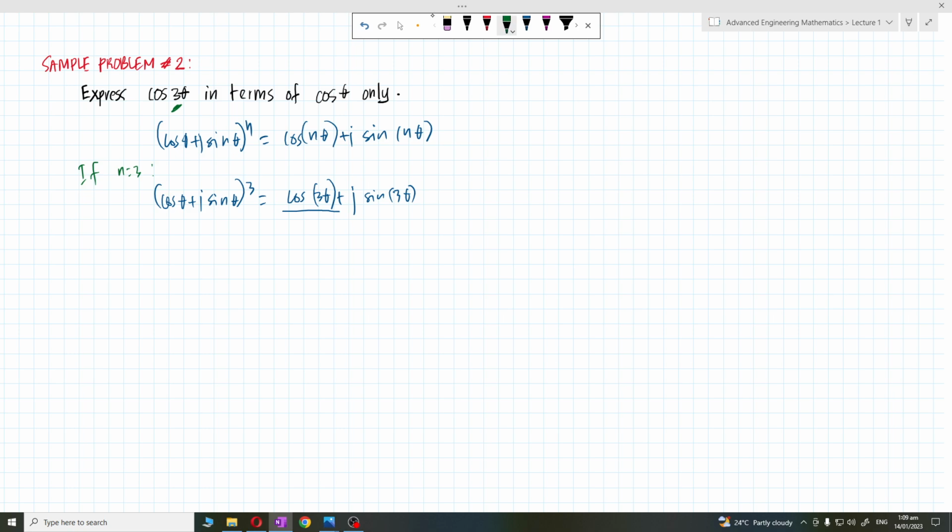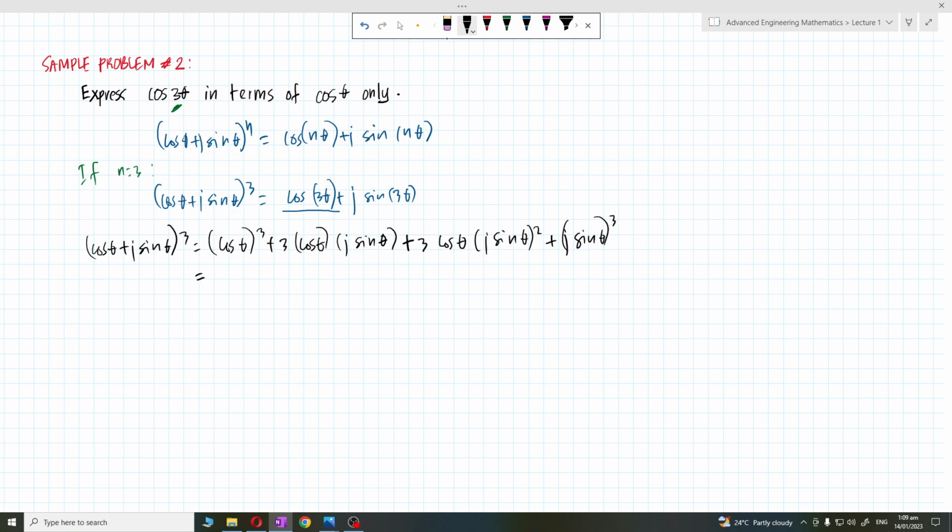The expansion of cosine theta plus j sine theta, to 3, is equal to: first the cube of the cosine, so that is cosine cube theta, plus 3 times the square of the cosine theta multiplied by j sine theta, plus 3 times cosine theta times the square of j sine theta, and then the cube of j sine theta.